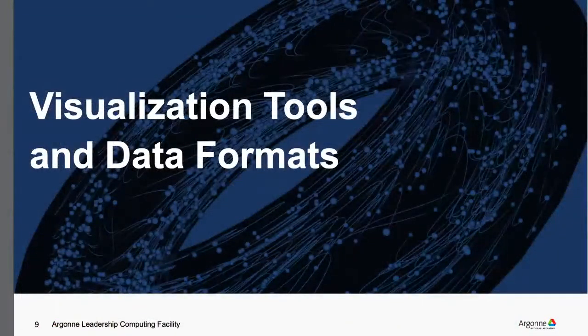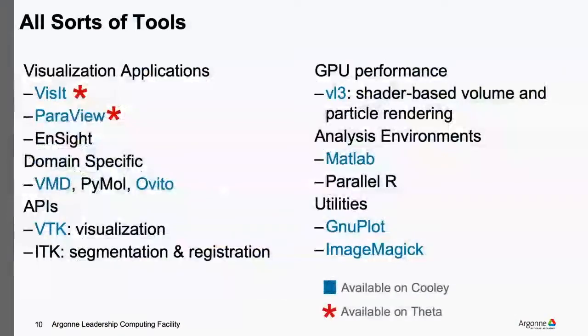So a little bit now about some of the tools that are out there. This is obviously not a comprehensive list, but a list of a lot of the tools that are out there for doing these types of things. Not all of them are available on our resources. The ones in blue are available on Cooley, and VisIt and ParaView are the 2 primary ones that we have available on Theta. So you can do visualization directly on Theta without needing to use Cooley for that.